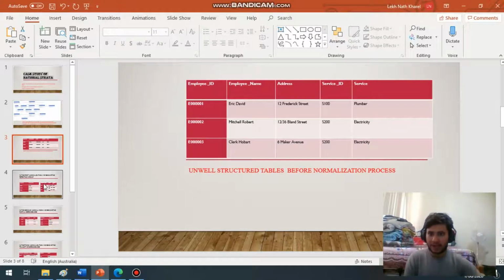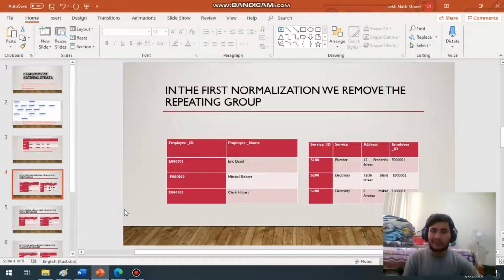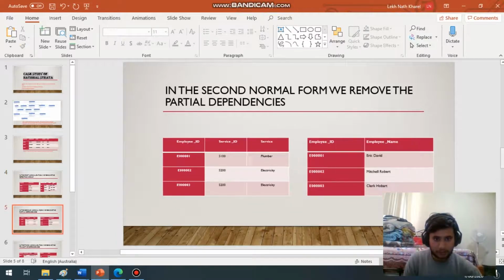So here, look at the first normal form. During the first normal form, we remove the repeating groups. So here the table is totally separated. One table is the employee table, where we can easily identify the employee name by using the employee ID, which is the determinant. So here employee ID is the determinant, and then we separated the service ID and the service table.